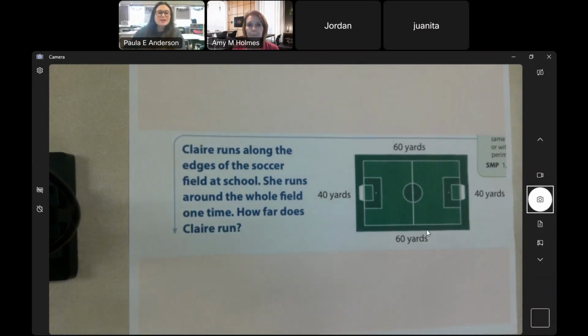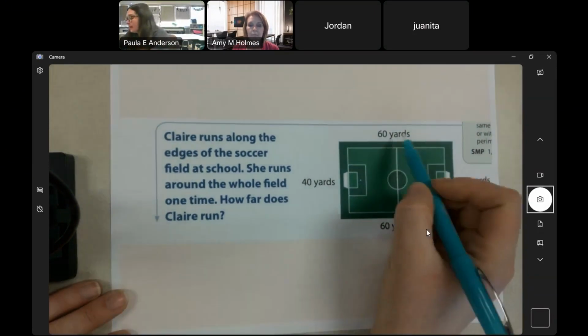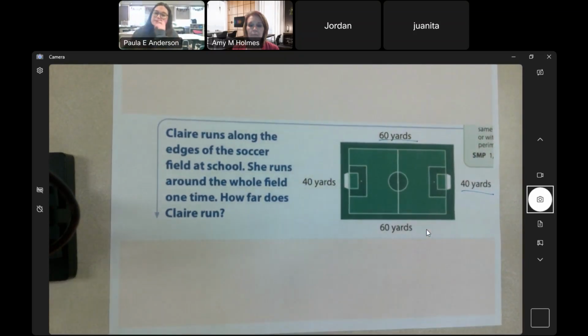It says Claire runs along the edges of the soccer field at school. She runs around the whole field 1 time. How far does Claire run? Well, the first thing we need to think about is that she runs around the whole field. When we talk about around a shape, we're talking about the perimeter. And when we have perimeter, we add. The most important thing is to look at our side lengths. So we have 60 yards and 40 yards. With perimeter, we have length plus width plus length plus width.